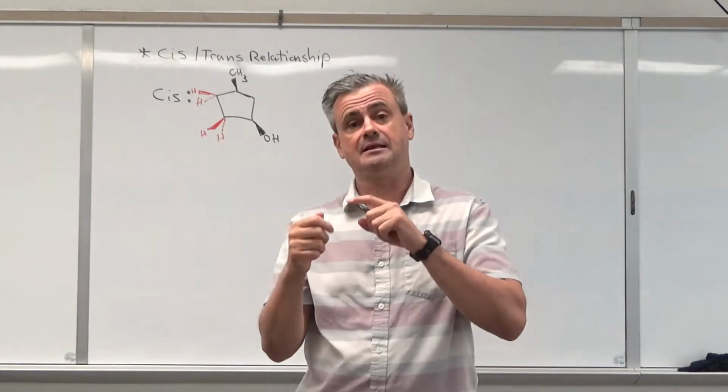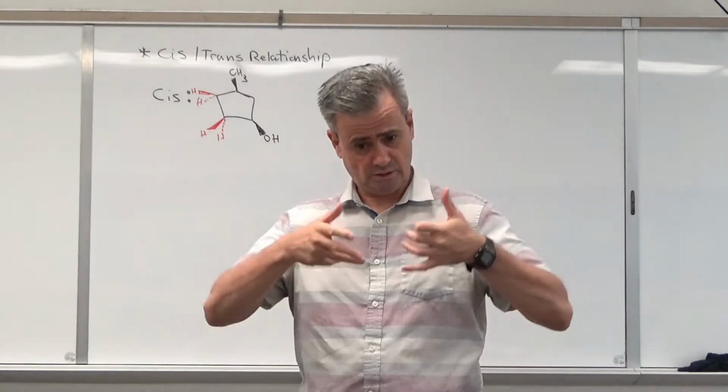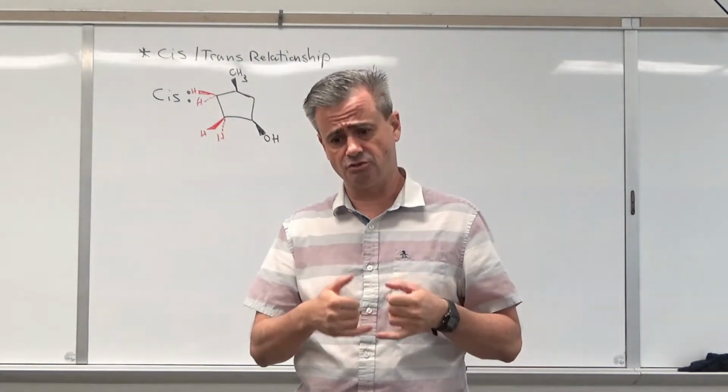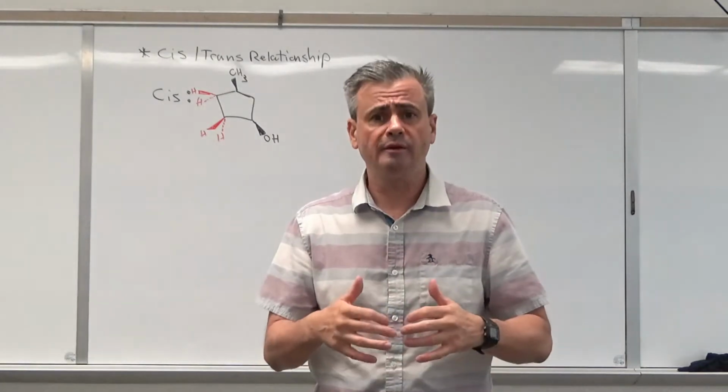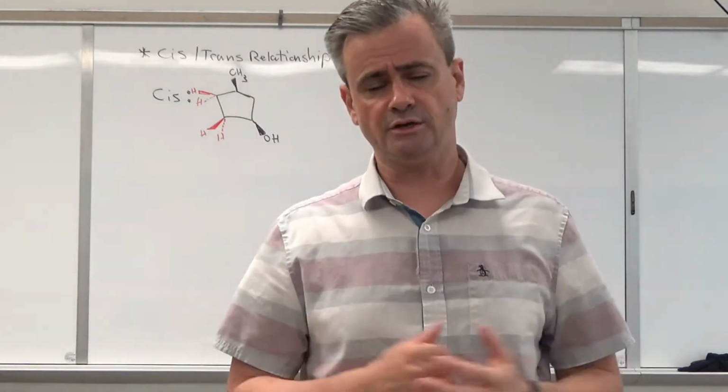And then it tends to just alternate around the ring. The most common configuration is 4 of them in the same plane and 1 of them bends out of the plane, in either direction.